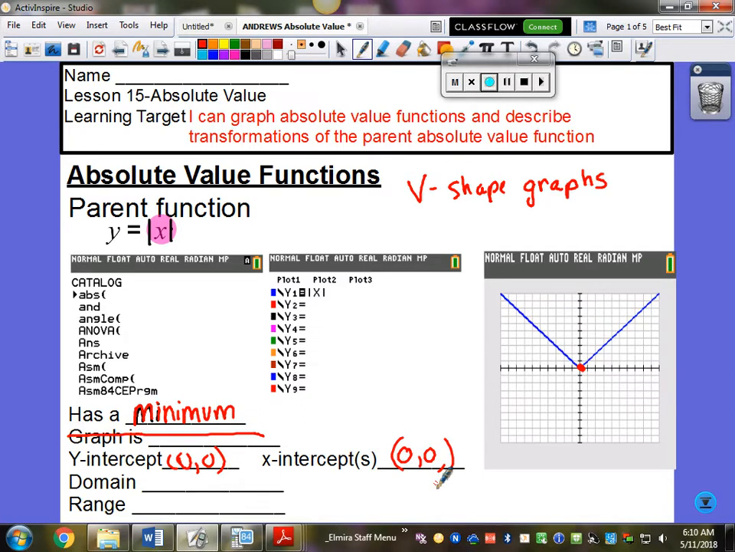Domain and range. Just a reminder that domain means what are the x values? What x values can I put? I can put any x value in between these bars. Okay, so all real x. The range, well, for the y-axis, here's my graph. I don't have any points below my vertex. All of my graph is from the vertex up. So for the range, for my y values, it's all y greater than or equal to 0.